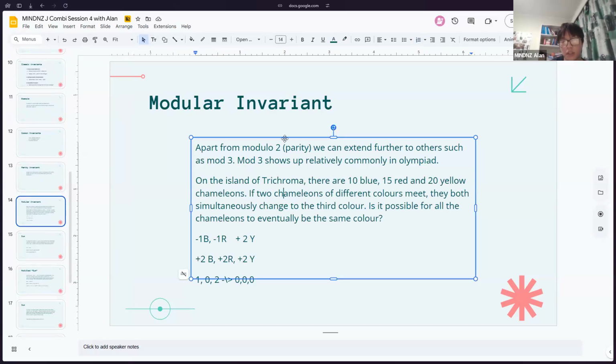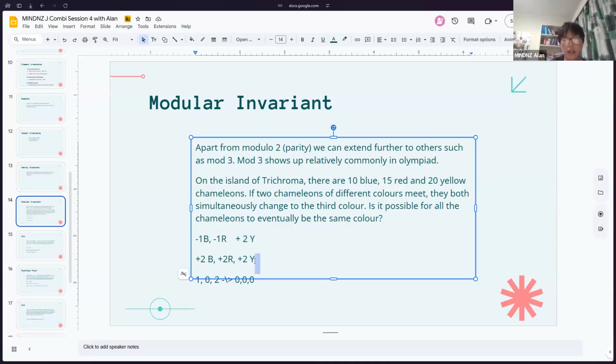So in Olympiad problems, when we see two things changing to a third thing, or we see lots of things hinting at 3 in the problem, like here we have 3 different colors of chameleons, and 2 things change to the third color, this clearly hints to us that we need to do something based on 3, right? So we look at it modulo 3. If we have 2 chameleons changing to the third color, we have -1 blue, -1 red, +2 yellow, let's say. Then modulo 3, this is the same thing as +2 blue, +2 red, +2 yellow, or -1 blue, -1 red, -1 yellow.